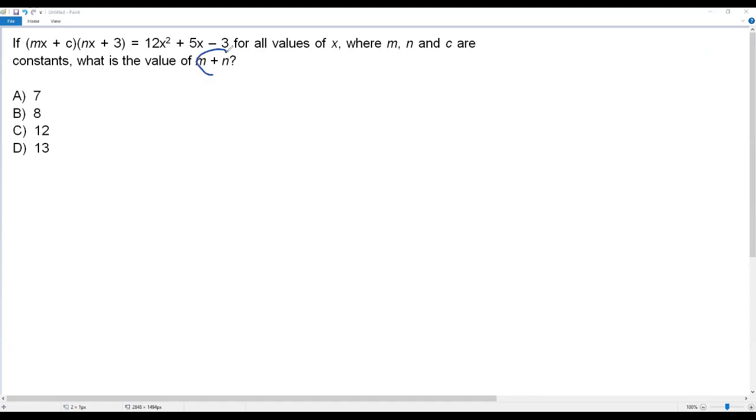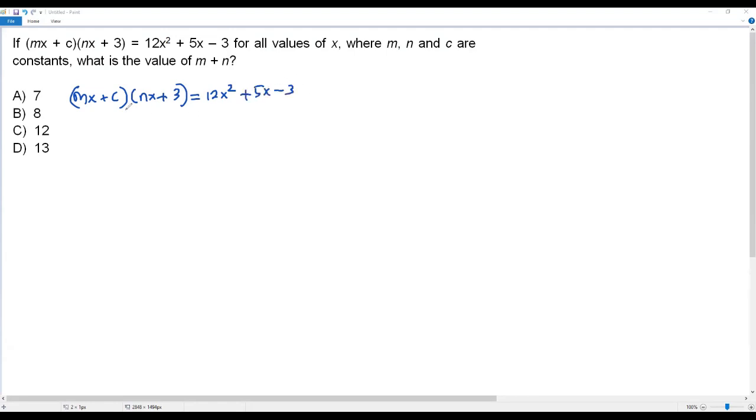Okay, to get the value of this expression m + n, first I have to get the values of the constants m and n, and then add them to get the value of this expression. For that, we have to use the equation given over here. Let me take the given equation as it is: (mx + c)(nx + 3) = 12x² + 5x − 3.